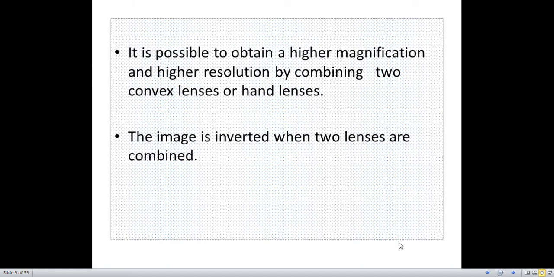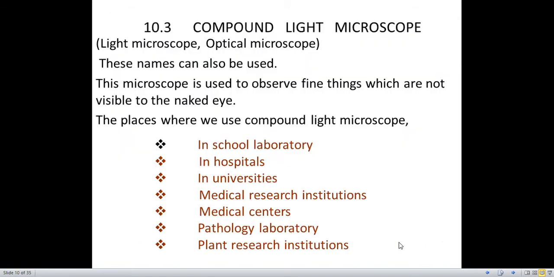It is possible to obtain a higher magnification and higher resolution by combining two convex lenses or hand lenses. And there is a problem. The image is inverted upside down when two lenses are combined. There is no issue if we combine two lenses. We observe animal parts and cells, plant cells, animal cells, and there is no issue if it is upside down or inverted. We can observe them easily.